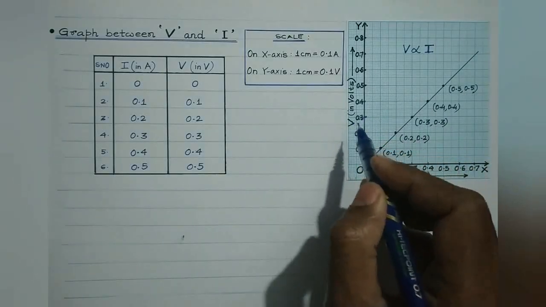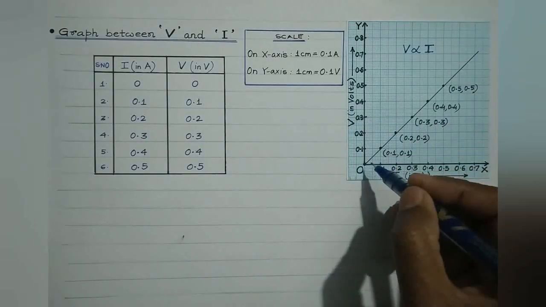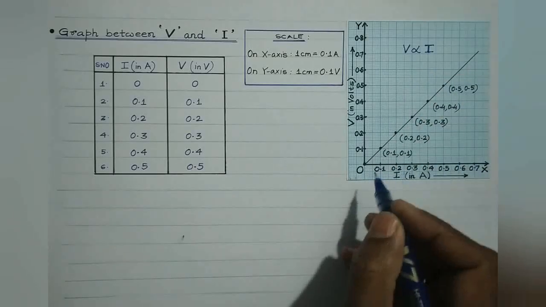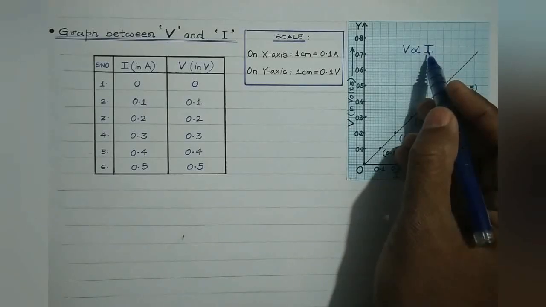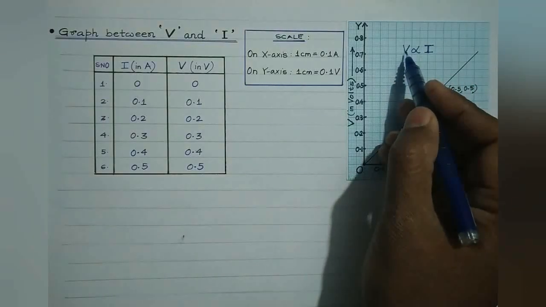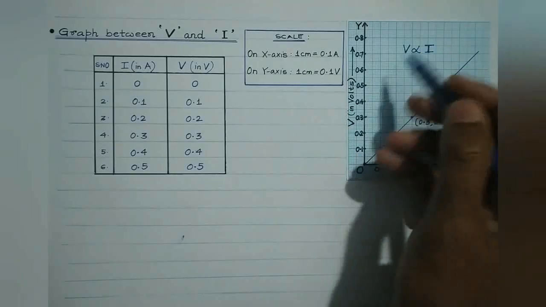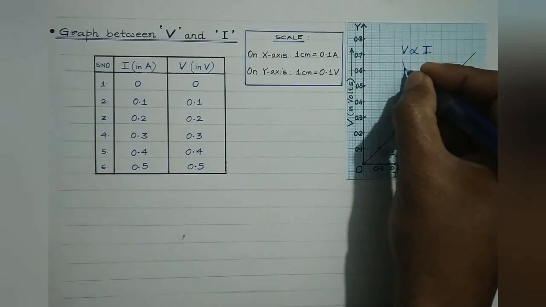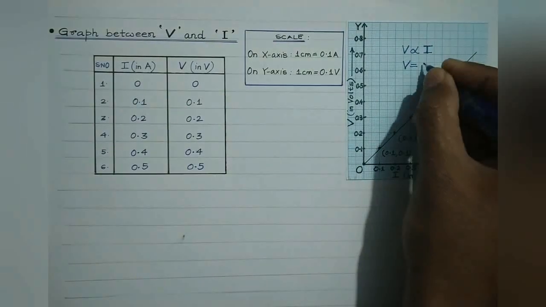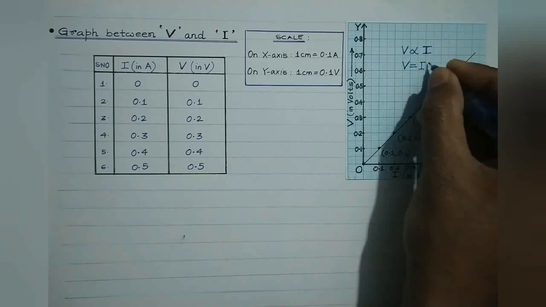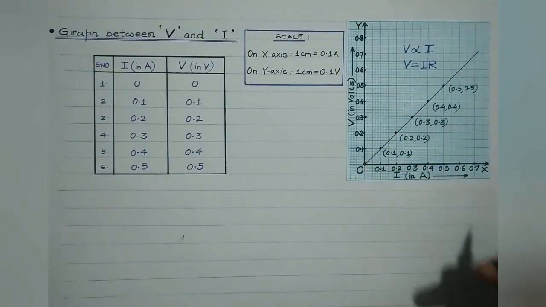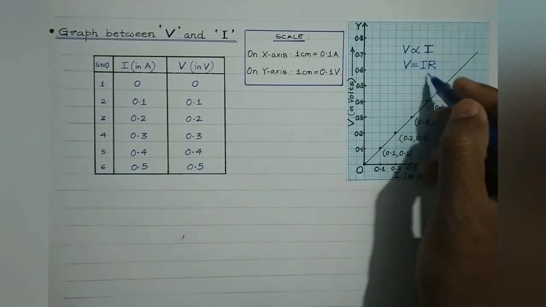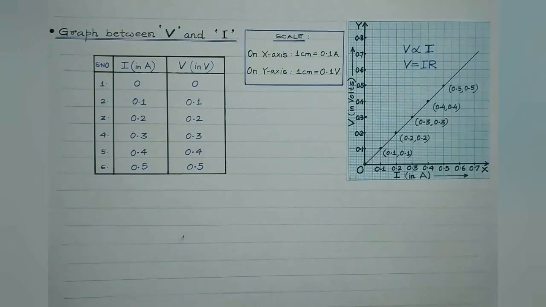So the nature of the graph obtained between the current and the voltage is a straight line, equally inclined, passing through the origin. It clearly indicates that the current flowing through a conductor is directly proportional to the potential difference applied across its ends, which is the statement of Ohm's law. So it clearly indicates that the constant of proportionality, which is R over here, is constant. It is independent of the current and the voltage. So R is the constant, which we have proved over here, right?